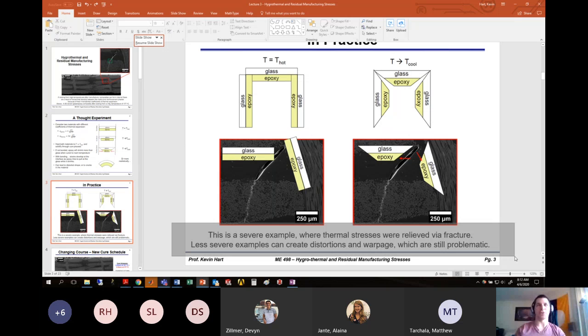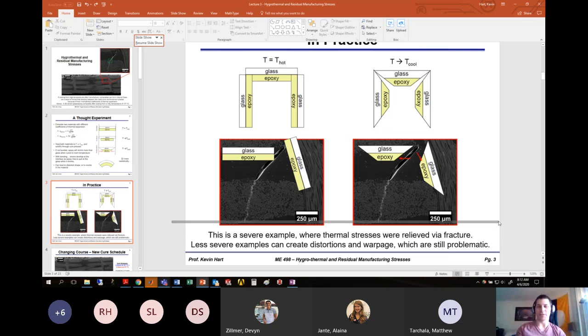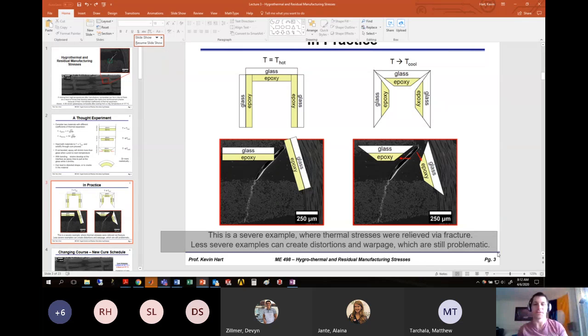Okay, so if that fracture wasn't there, it would still be under a significant amount of stress and strain. But now with that fracture there, you've relieved that tension or that energy. So what we're going to talk about is not the fracture, because fracture itself is a really complicated topic with a lot more depth to the theory. But less severe examples than this can create distortions and warpage, which are still an issue. Okay, so like we see here, this laminate probably doesn't have a lot of internal fractures like the one you see in that picture, but you can see that this warpage still exists and could potentially be a problem.